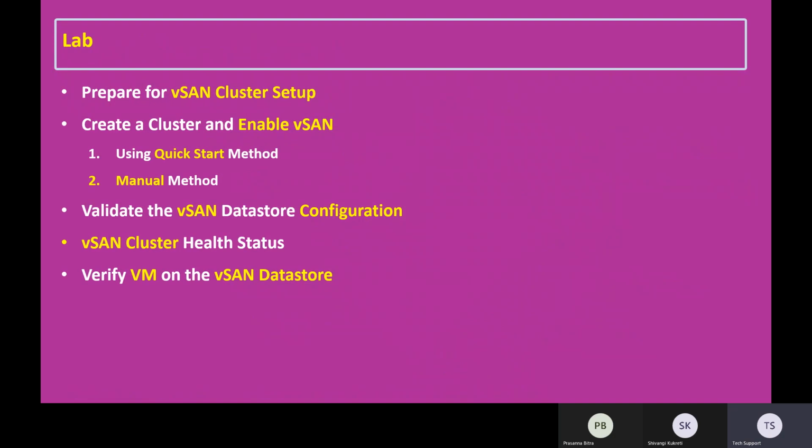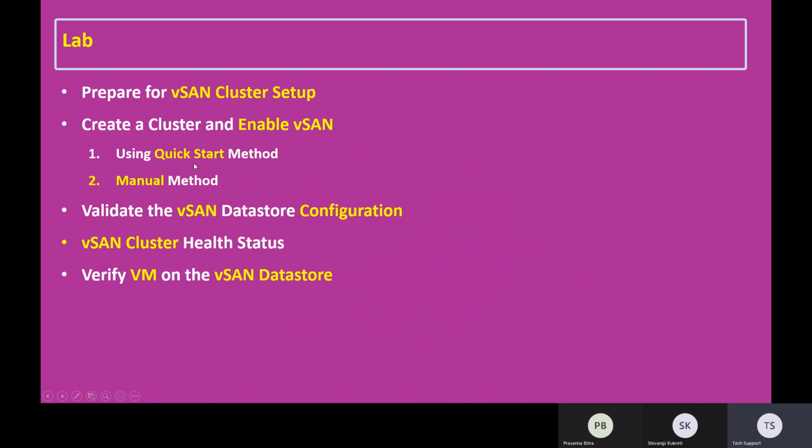So in our lab, we are going to observe the vSAN cluster setup. So how we can create the vSAN cluster, and while creating the vSAN cluster, we have two options. Just now we observed while creation of cluster itself, we can enable vSAN. But vSAN, we can configure in two methods. First method is we can configure in quick start method, and the second method is manual method. Okay, I will show you two methods.